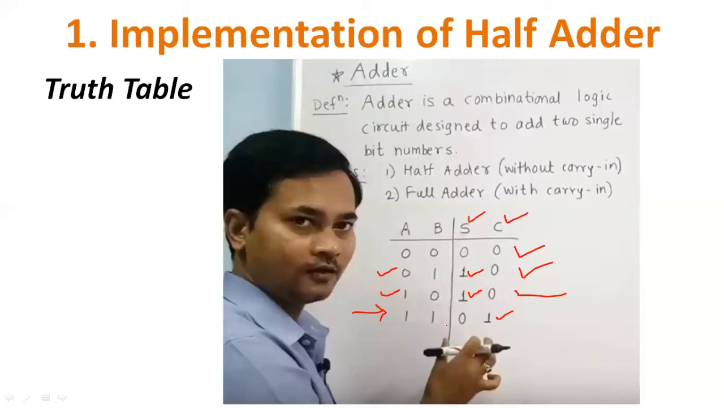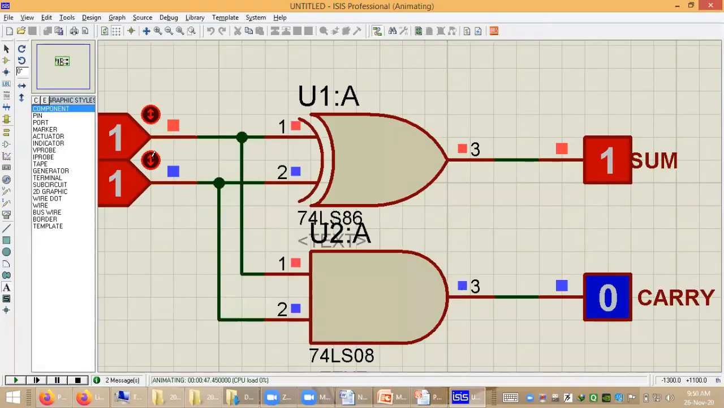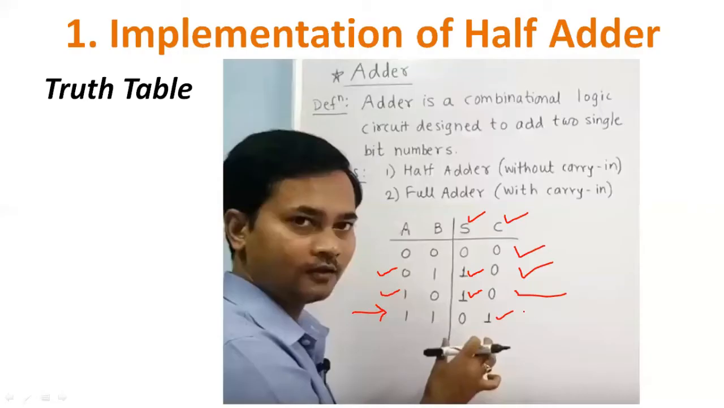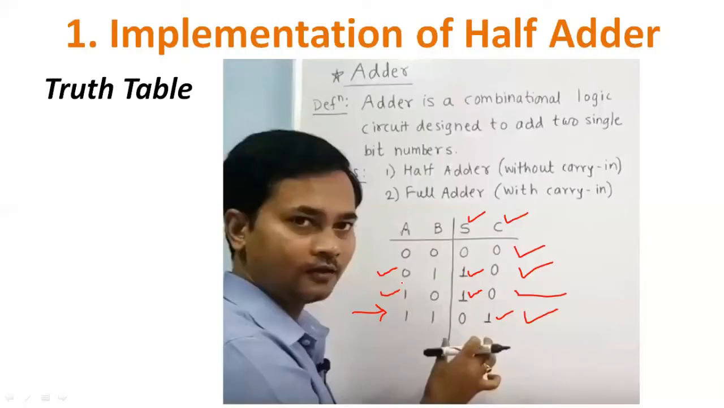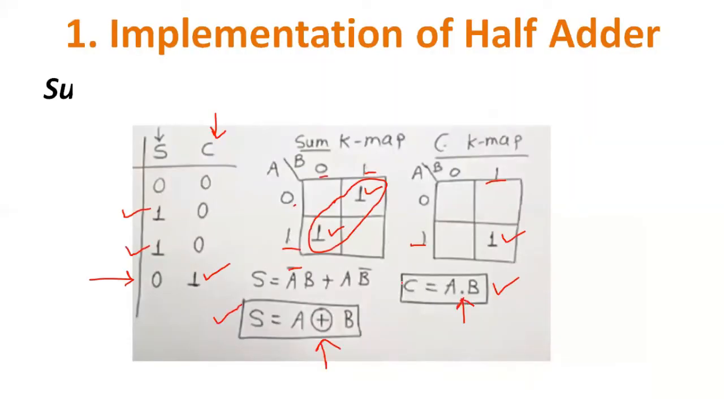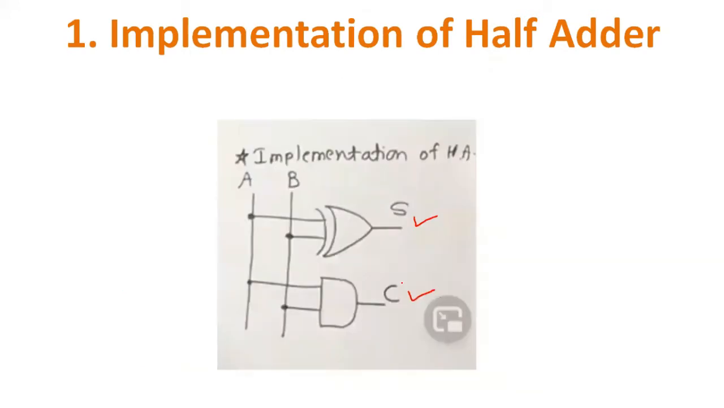Okay, for the 1-1 combination it should be 0-1. For the 1-1 combination, sum is 0 and carry is 1. Okay, so the last combination is also correct. Okay, so now let us see. I will just stop the simulation. Okay, so let us see the next diagram, that is the full adder. Okay, so this was the implementation.